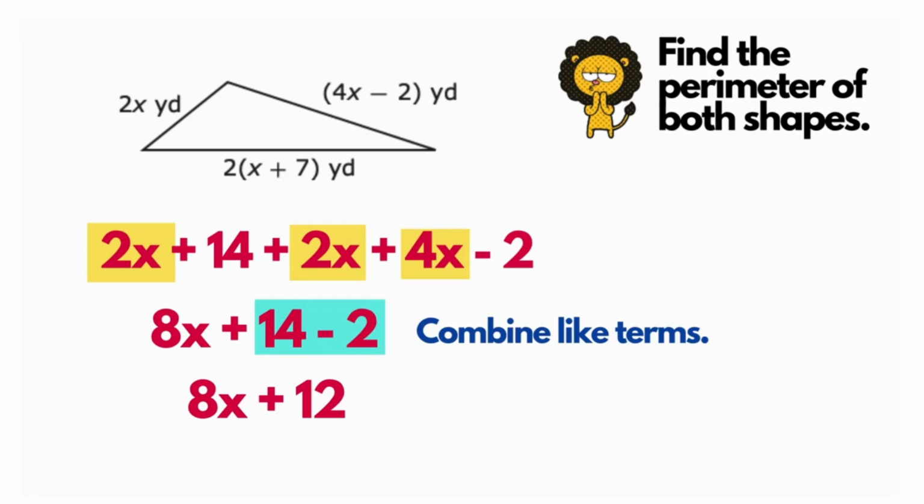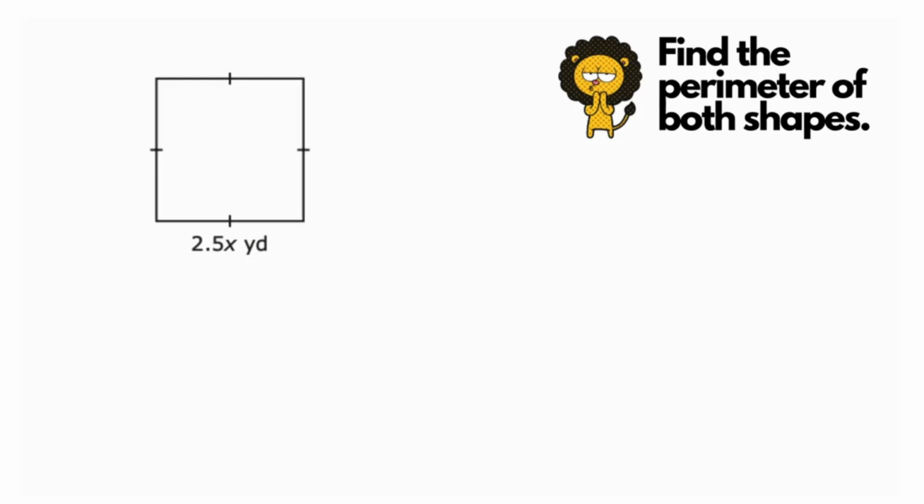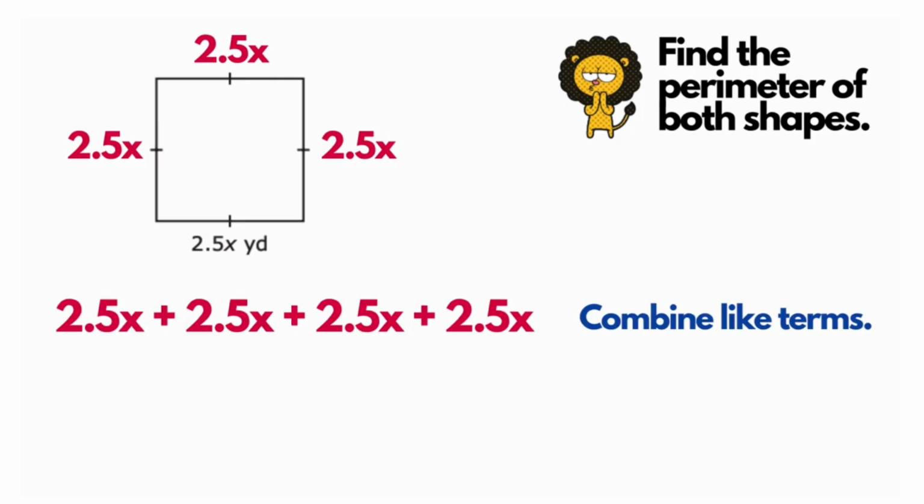So let's jump over to the square. Find the perimeter of both shapes again. So we have a square. Squares all have equal sides. One side is 2.5x, so we know that all the other sides will be 2.5x. If we want to find the perimeter, we have to combine like terms. So we're just going to take these four sides and add them together, which is 2.5x four times. If we add those all up or multiply by 4, we get 10x. So that gives us our other perimeter.